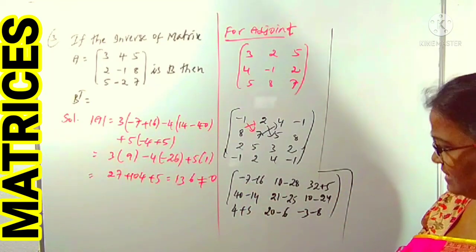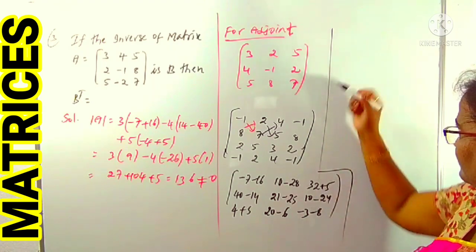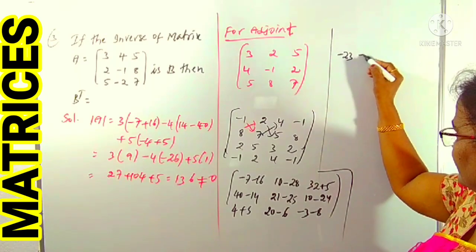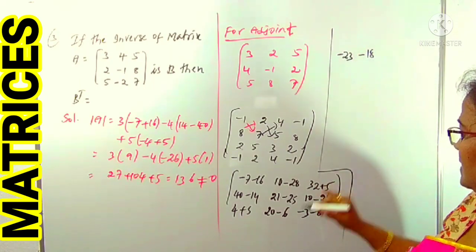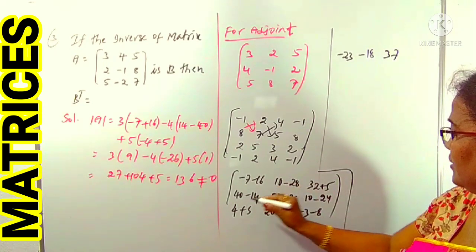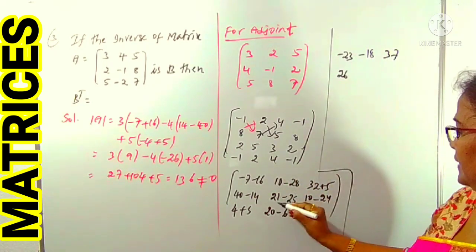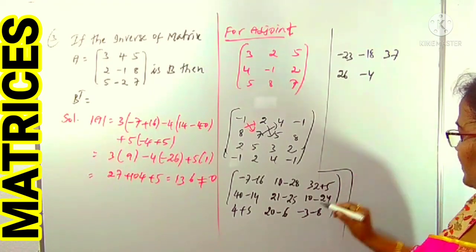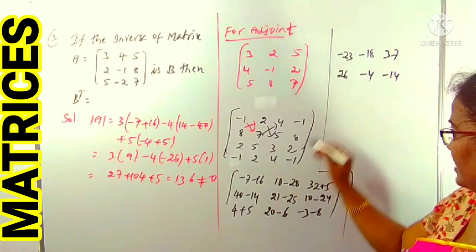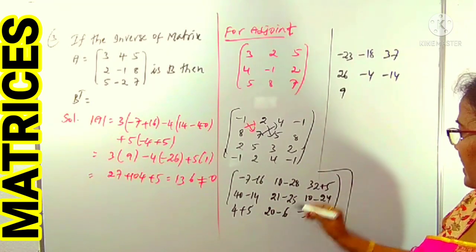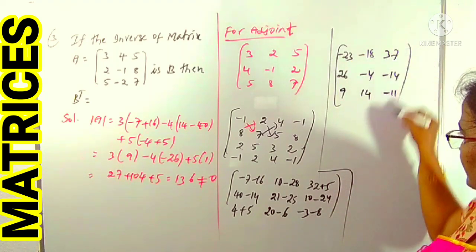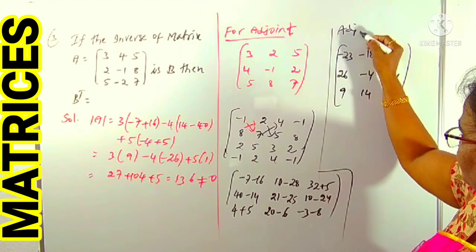So minus 7 minus 16 is minus 23, right? Then 10 minus 28 is minus 18. 32 plus 7 is 37. Then 14 minus 40 minus 14 is 26. Then 21 minus 25 is minus 4. 10 minus 24 is minus 14. 4 plus 5 is 9. And 20 minus 6 is 14. Minus 11. This is the adjoint. This is simply the adjoint of A.